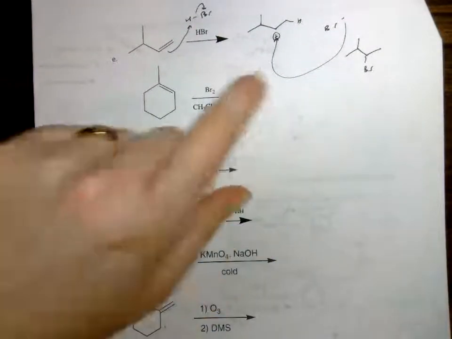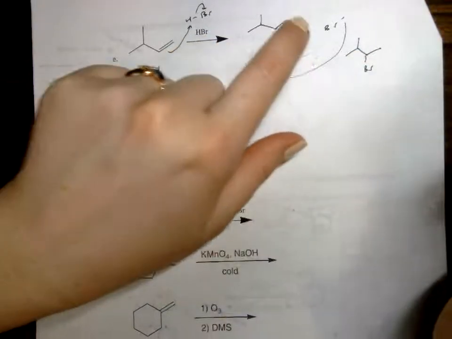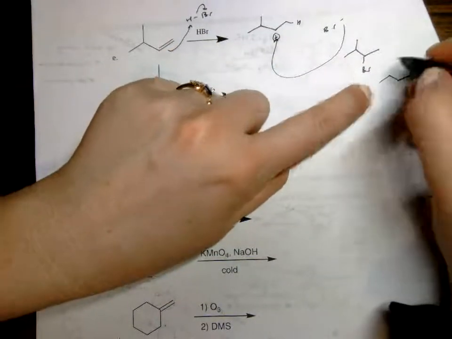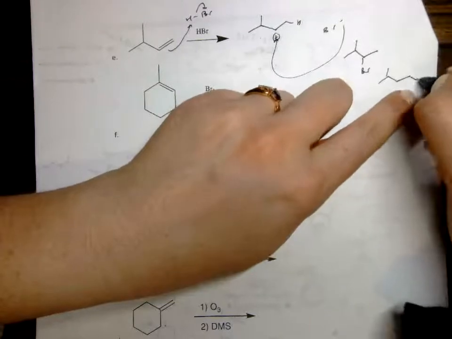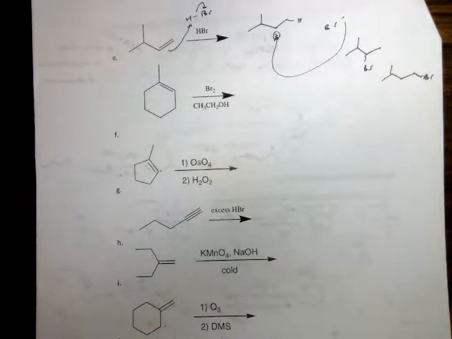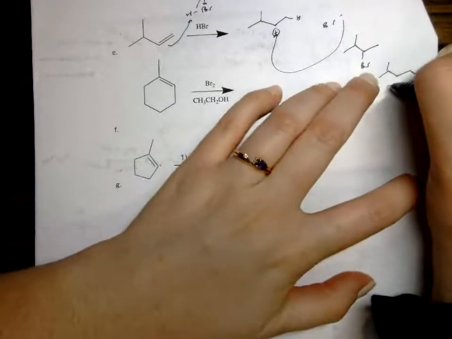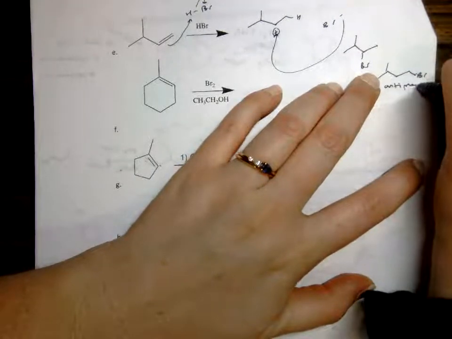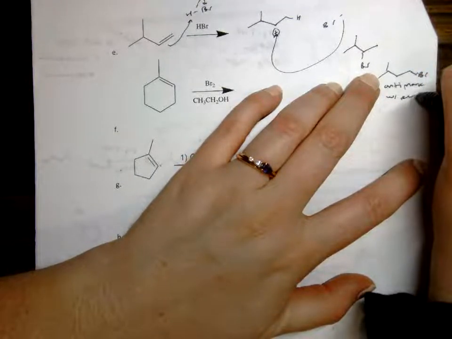Now, if there was peroxides, the bromine would add out here. So if there was peroxides, you'd get the opposite product that would look like this. So that's the anti-Markovnikov with peroxides.